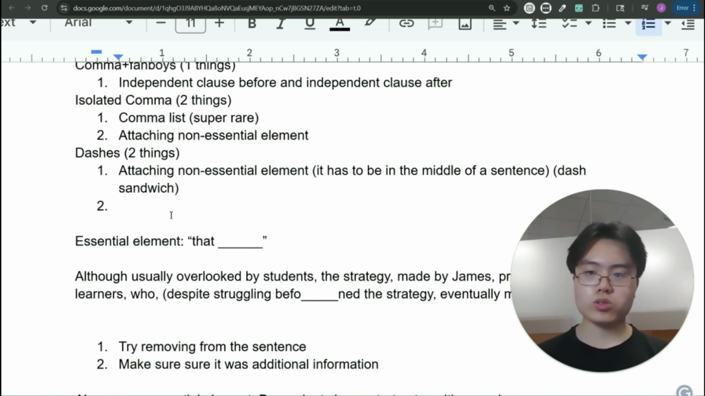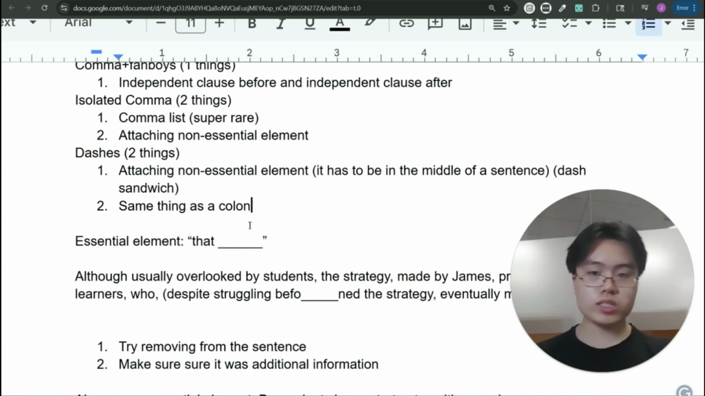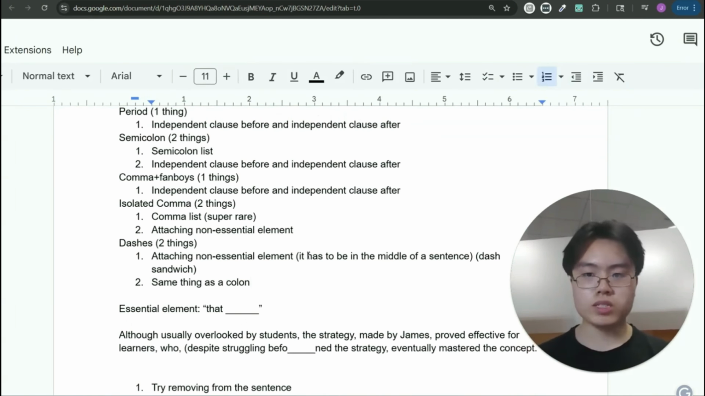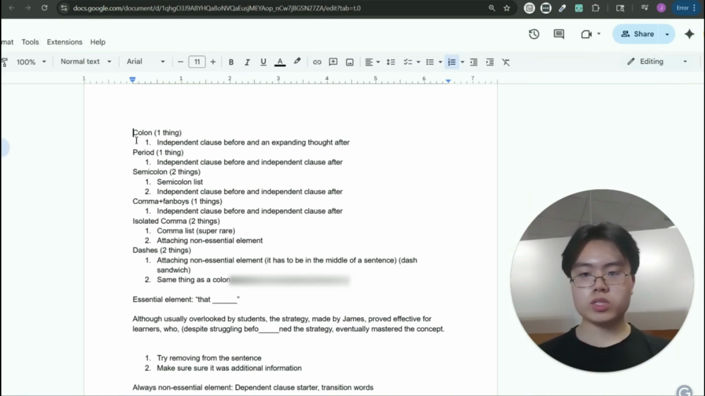The second thing a dash does is the same thing as a colon. So everything a colon can do, a dash can do too. So there has to be an independent clause before and an expanded dot after the dash. Okay, that doesn't mean vice versa. Okay, because a colon can't do the first thing a dash does. Only a dash replaces a colon. You can't replace a dash with a colon. And that's all the 6 punctuation marks.